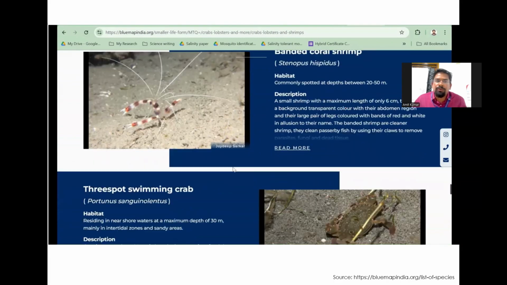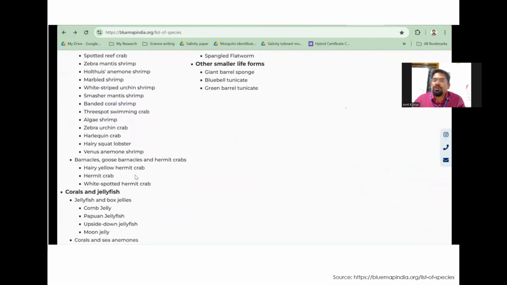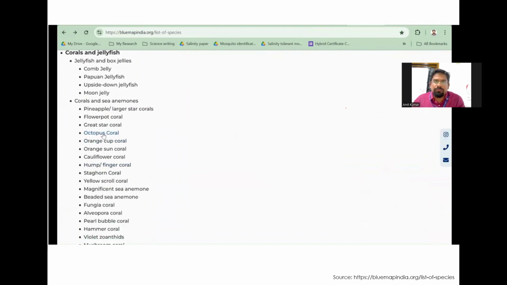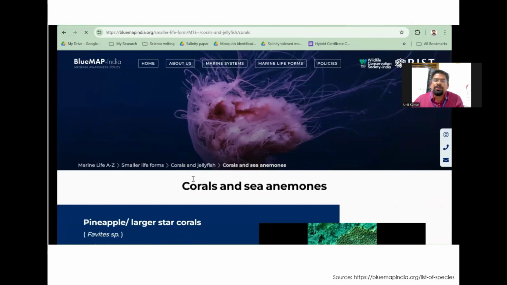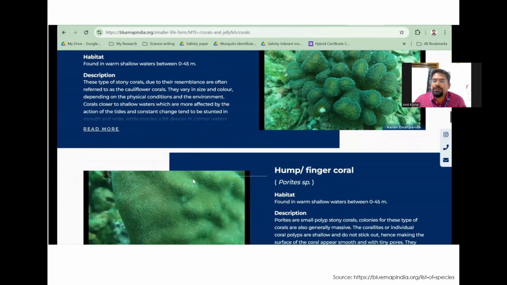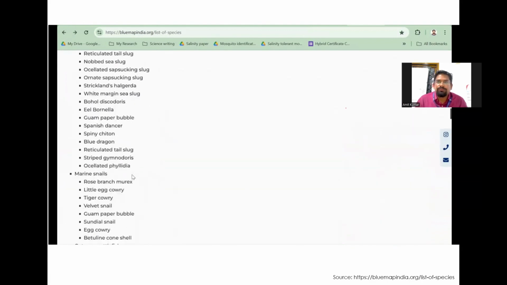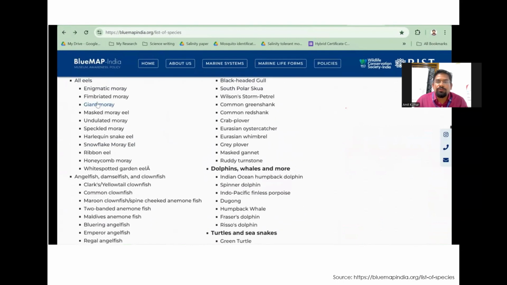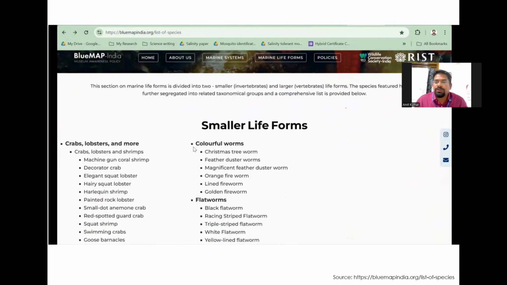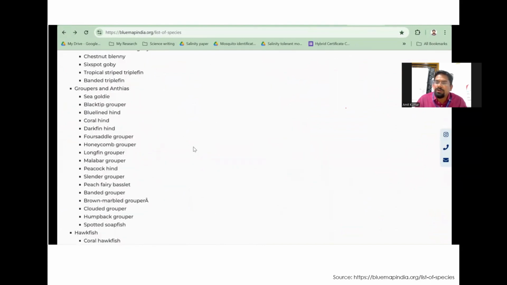It's bluemapindia.org, and you can see that if you click on the small and large marine organisms, you can see the morphological diversity and morphological features of each and every species on those databases. You can see a number of species are there. I haven't put any images or photographs of those marine organisms; I'm just showing you this. If you're interested, go back and have a look into it.